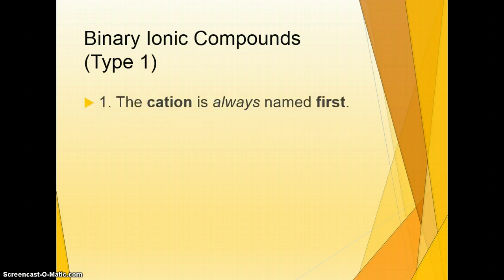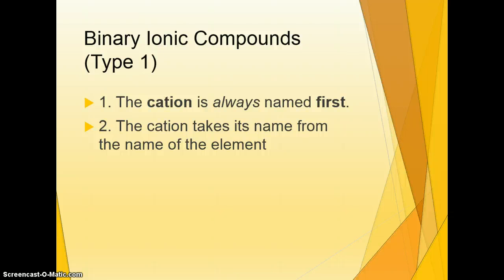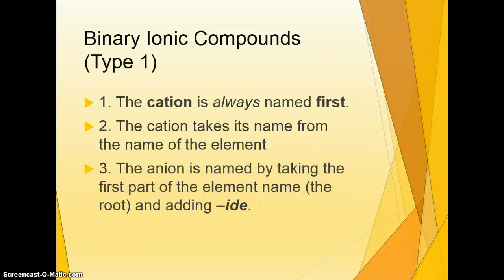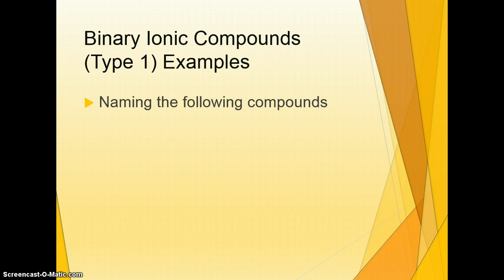The cation is always named first. I said that earlier, but that is really important. And this is for type 1: the cation takes its name from the name of the element. The anion is named by taking the first part of the element name, the root, and adding -ide. The best way to look at this is to solve some examples, so we're going to name the following compounds.